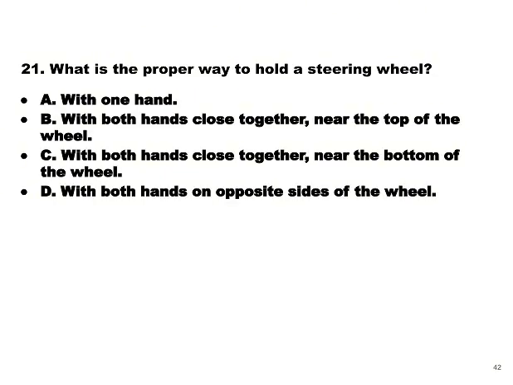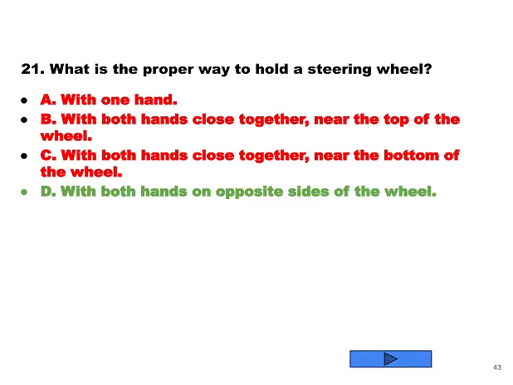What is the proper way to hold a steering wheel? A. With one hand. B. With both hands close together near the top of the steering wheel. C. With both hands close together near the bottom of the steering wheel. Or D. With both hands on opposite sides of the wheel. The answer is D. With both hands on opposite sides of the wheel.